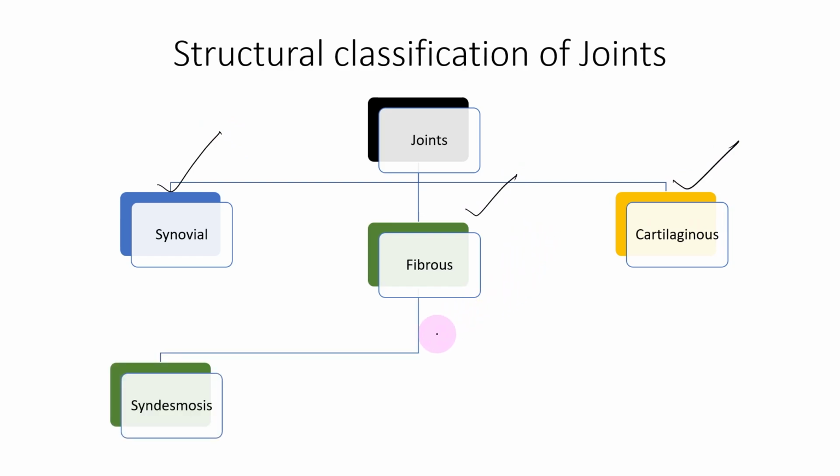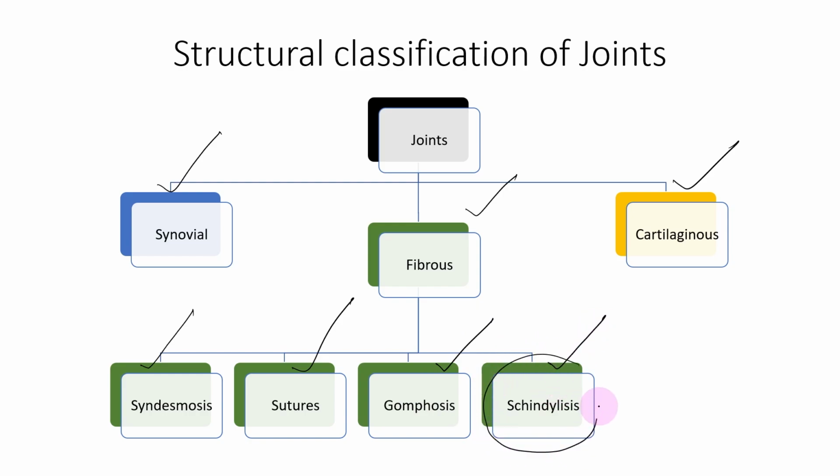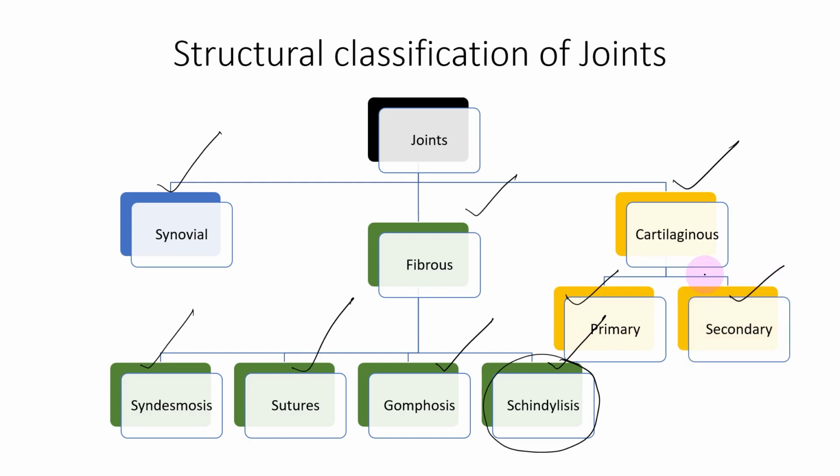This fibrous joint is subclassified into syndesmosis, sutures, gomphosis, and Schindylesis. Many of the textbooks sometimes avoid this one. There is only a single example for that one, but the other three are important: syndesmosis, sutures, gomphosis, and also Schindylesis. They are called the fibrous joints. And cartilaginous joints are subclassified into primary and secondary cartilaginous joints. So these three are the main classification, and they are subclassified into these ones.